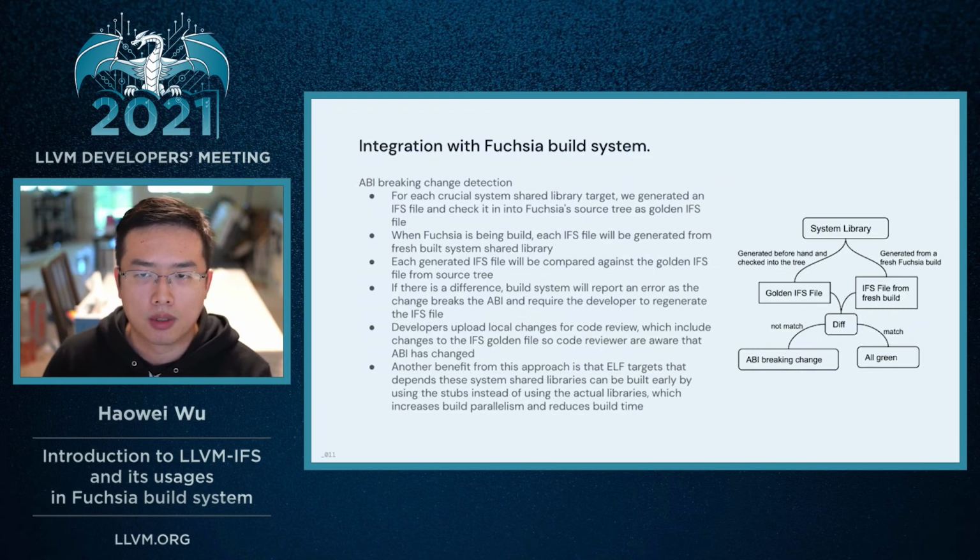When the developer uploads the local changes for code review, which will include the changes to the IFS golden files, the code reviewer will be aware that the ABI has changed. This is helpful to prevent accidental ABI changes and help to coordinate the ABI breaking changes across multiple projects that depend on Fuchsia. Another benefit from this approach is that the ELF targets that depend on these system libraries can be built and linked early by using the stub generated from the golden files instead of waiting for the actual library to be built by the build system. This helps to increase the build parallelism and reduce the build time.